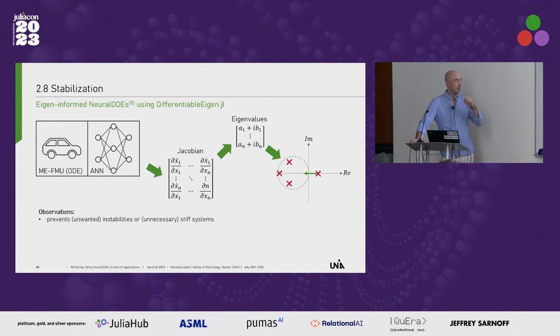So let's conclude. I forgot to say, we called the thing the eigeninformed neural ODE. There's a preprint on arXiv. And we are indeed using this training strategy to solve the presented issues. By rating eigenvalue locations, we can prevent unwanted instabilities during the solution process of an ODE. And we can also prevent the system from becoming unnecessarily stiff, because sometimes the solution needs to be stiff to be able to match the data. But often the system becomes much more stiff than it should be.